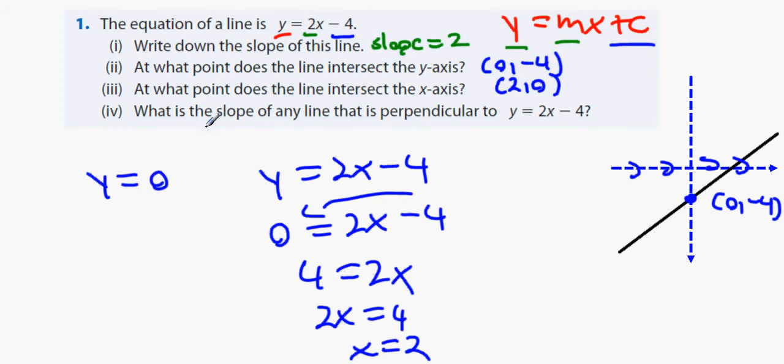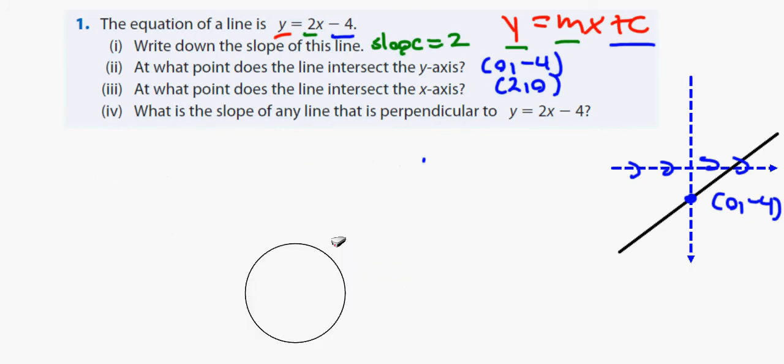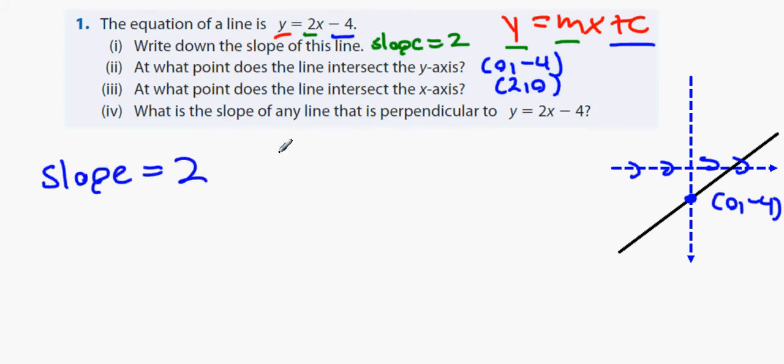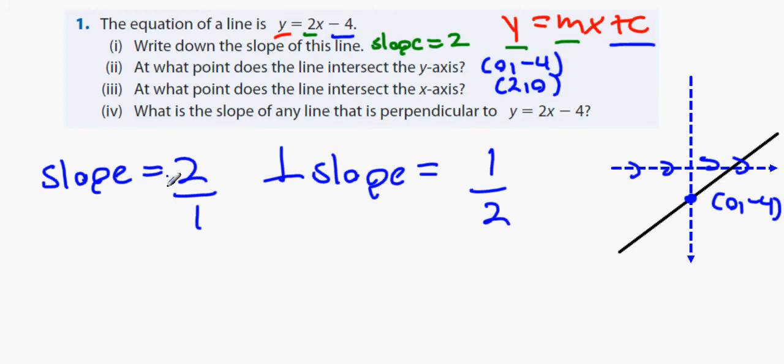What is the slope of any line that is perpendicular to 2x minus 4? For a perpendicular slope, you turn the slope upside down and change the sign. So if I have a slope of 2, which I do, that's 2 over 1, turn it upside down, we get a half, change the plus sign into a minus sign, so the slope is minus a half.